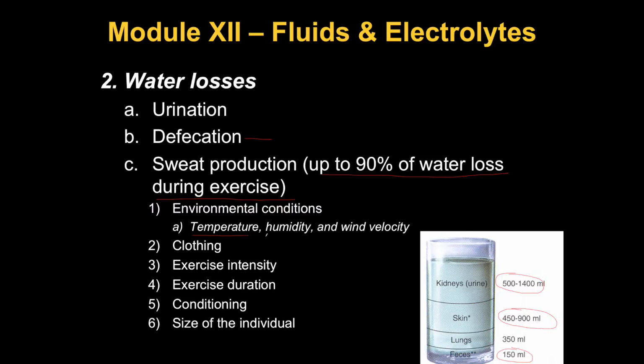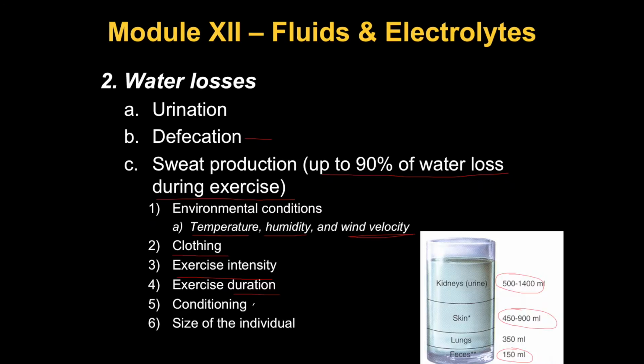This, of course, as far as sweat is concerned, is dependent upon environmental conditions. Temperature makes a difference, the humidity. So if you combine temperature and humidity and get high temperatures, high humidity, you're going to have a lot more loss of fluid. Wind velocity also makes a difference because that's going to facilitate the evaporative losses through convective currents. Clothing, the type of clothing you're wearing can make a difference. If you wear clothing that's going to retain heat, that obviously is going to cause you to sweat more. The intensity, the greater the intensity of exercise, the more that you're going to sweat. The duration, the longer you exercise, the more you're going to lose.